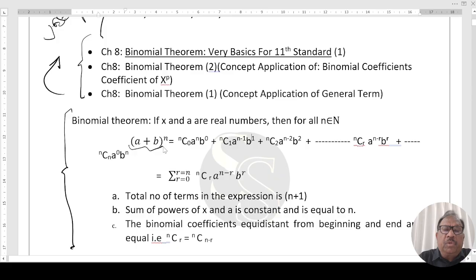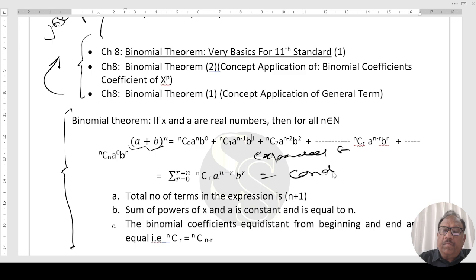One, binomial expansion, binomial sum of two terms. This is the expanded form, and this summation r equal to 0 to n is the condensed form. Total number of terms is n plus 1. This is for n natural numbers.